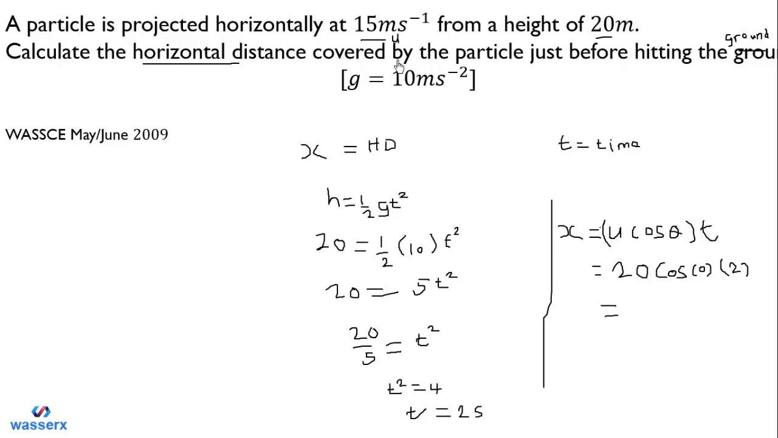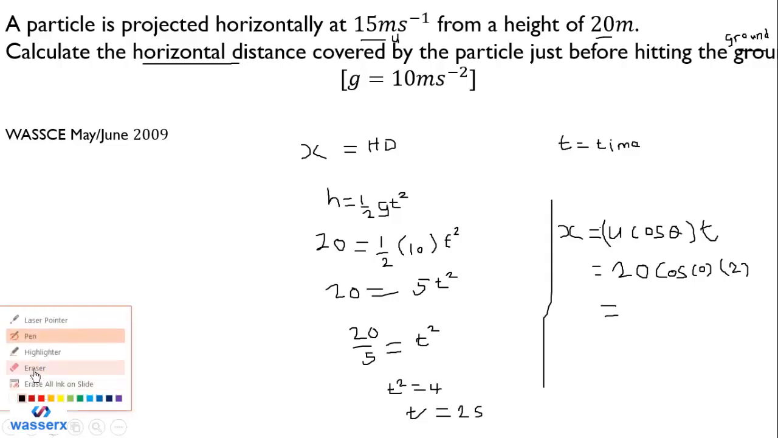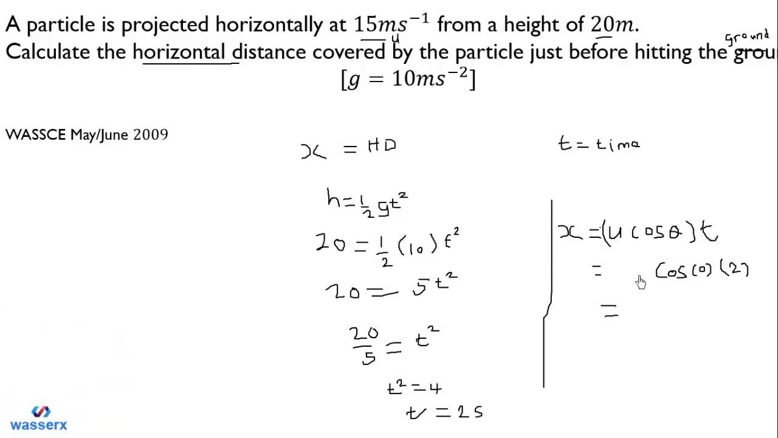Sorry, the initial velocity is not 20, it's 15 rather. So let me do the correct substitution. So this is supposed to be 15. So we have 15 times 2. So this will give us 15 times 1 times 2. And that will give us 30 meters. Therefore, the horizontal distance covered by the particle before hitting the ground is 30 meters.